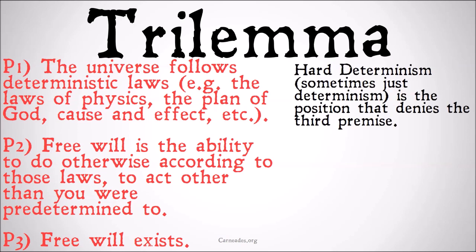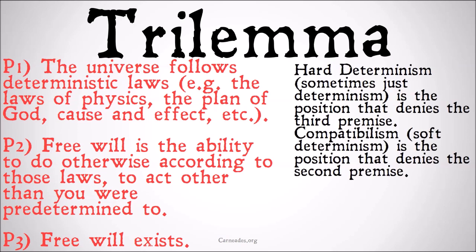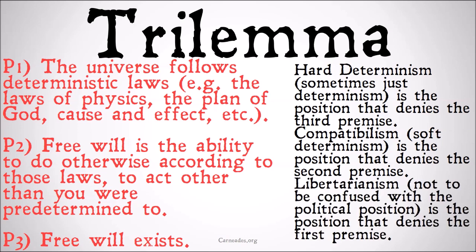Hard determinism is the position that denies the third premise. Compatibilism, that we're going to cover here, is the position that denies the second premise, that free will is the ability to do otherwise, and it affirms the first premise, that the universe follows deterministic laws, and the third premise, that yet, despite that, free will exists. And libertarianism is the position that denies the first premise, claiming that we can break the laws of physics when we are free.